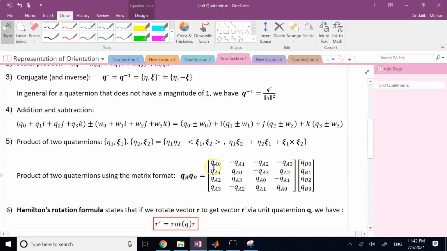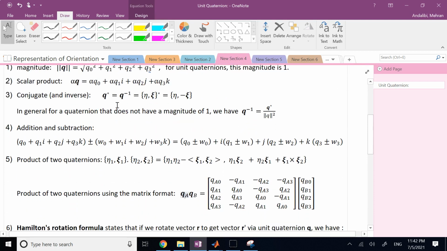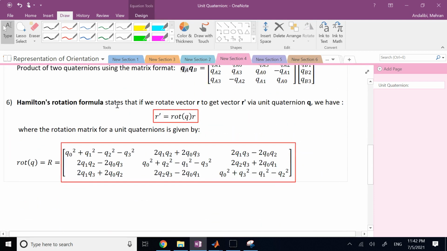So far we just talked about the arithmetic and the basics of quaternions. Now, what do they have to do with rotations? That's the main goal, to use them for rotations. Hamilton's rotation formula, or theorem, says that if you have vector r and you want to rotate it by a unit quaternion to get vector r prime, then the 3x3 rotation matrix you need multiplies r to get r prime. I'm multiplying it by the old vector to get the new vector.